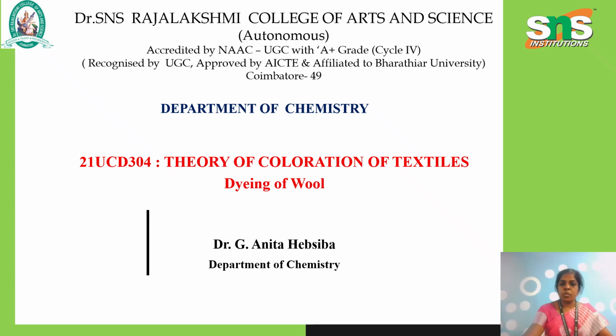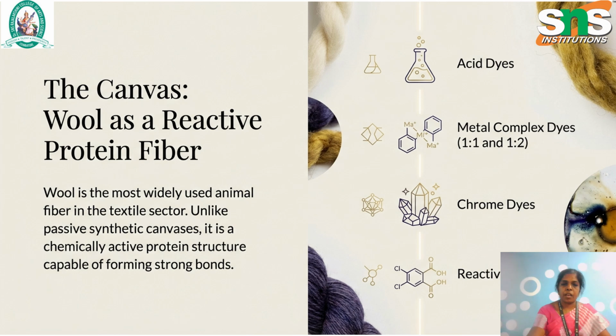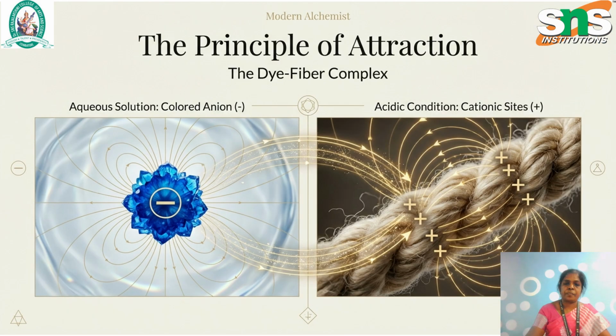We have been discussing the dyeing of protein fibers and synthetics in this lecture series. In this particular video, we'll be studying the dyeing of wool. Wool is a protein fiber obtained from animals, which is widely used in the textile sector. Unlike other fibers, it's a chemically active protein structure capable of forming strong bonds. Usually we use acid dyes, metal complex dyes, chrome dyes and reactive dyes for dyeing wool fiber.